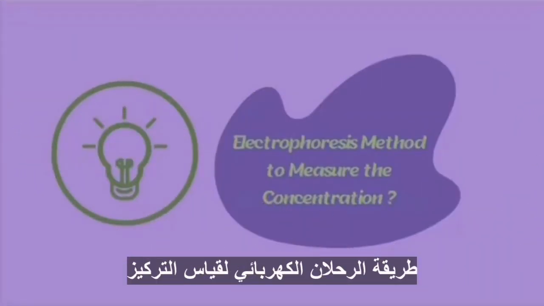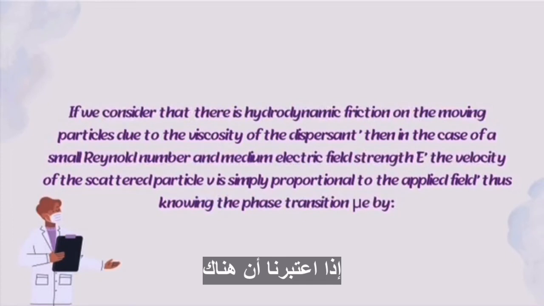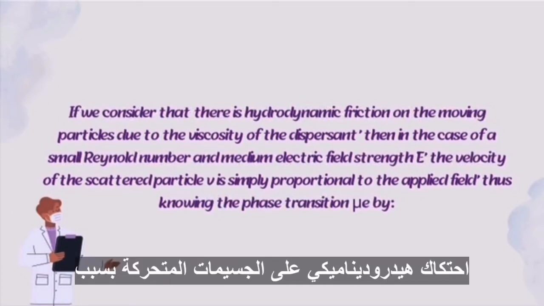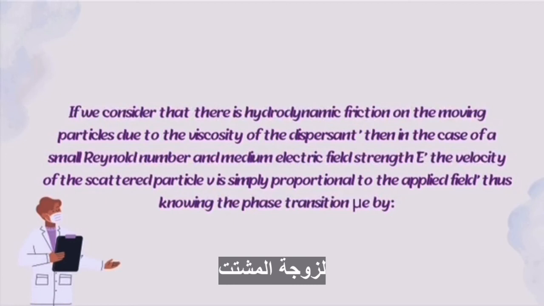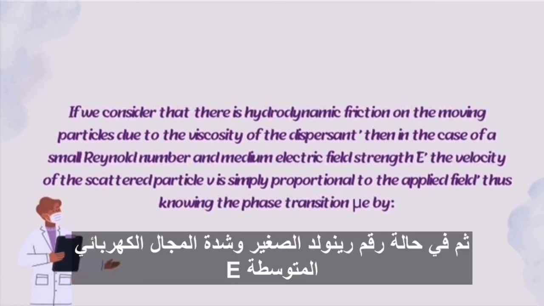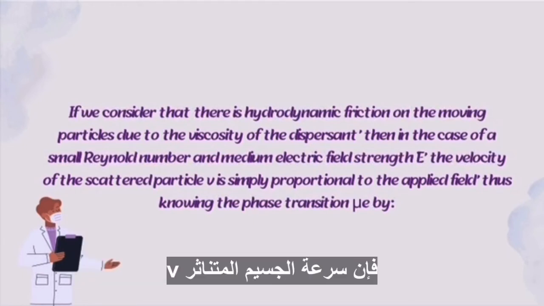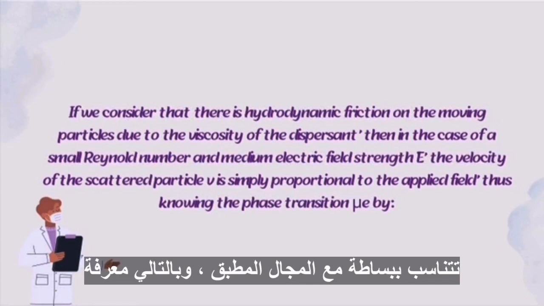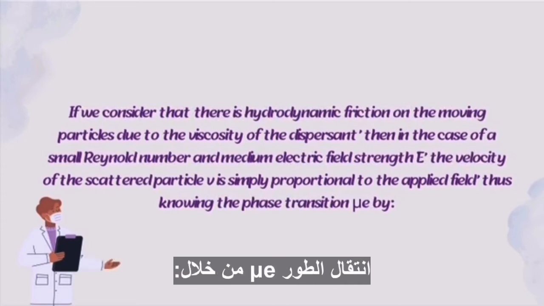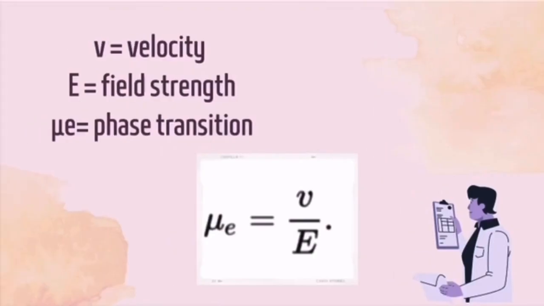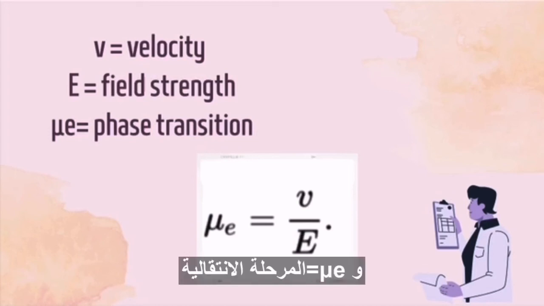Electrophoresis method to measure the concentration. If we consider that there is hydrodynamic friction on the moving particle due to the viscosity of the medium, then in the case of a small Reynolds number and medium electric field strength E, the velocity v of the dispersed particle is simply proportional to the applied field, thus knowing the mobility. v equals velocity, E equals field strength, and mu equals mobility. Now mobility equals velocity per field strength.